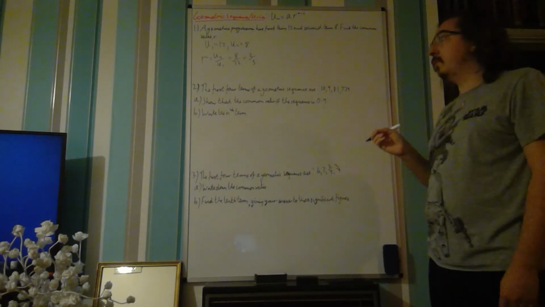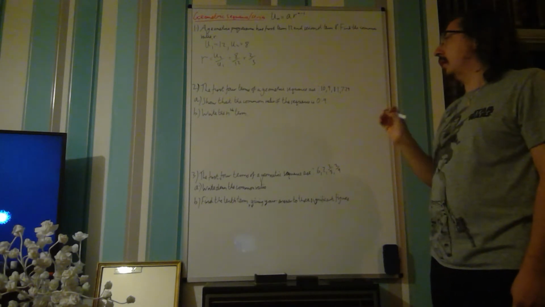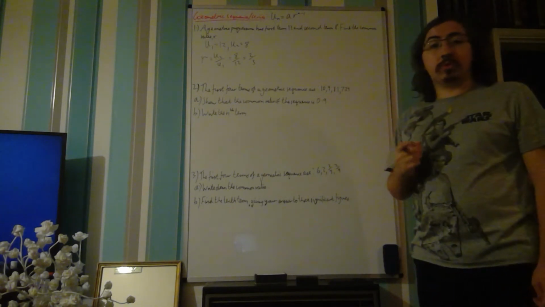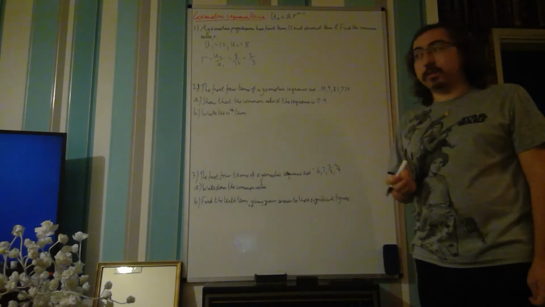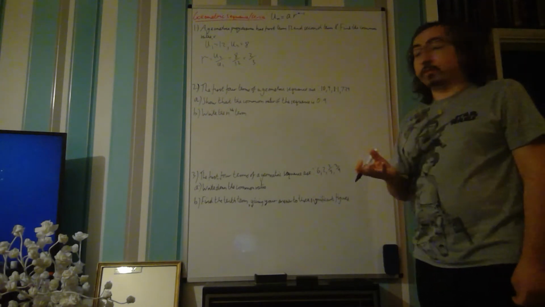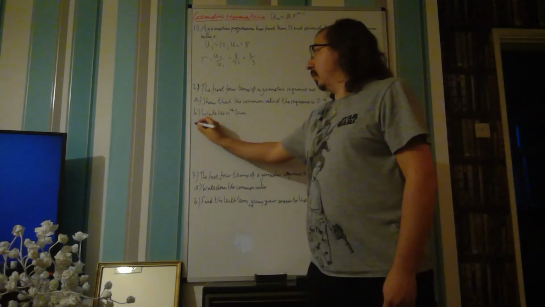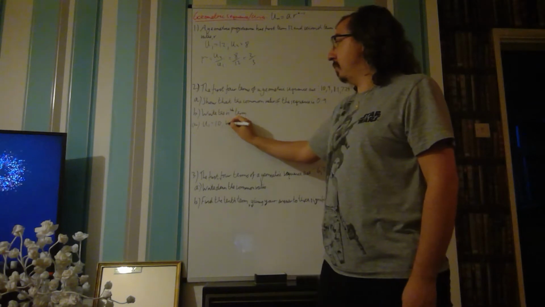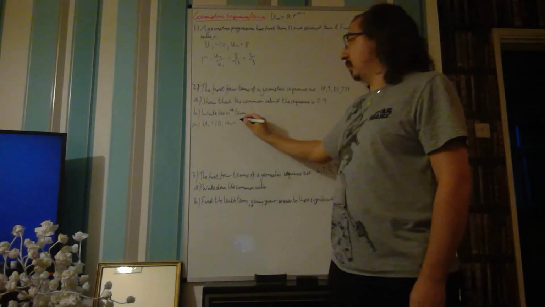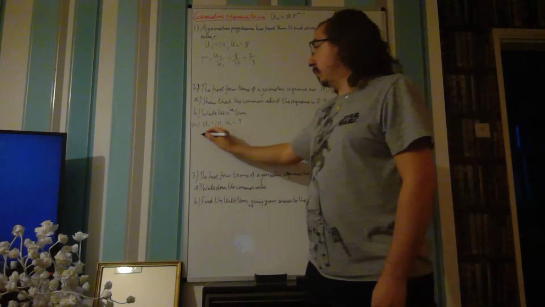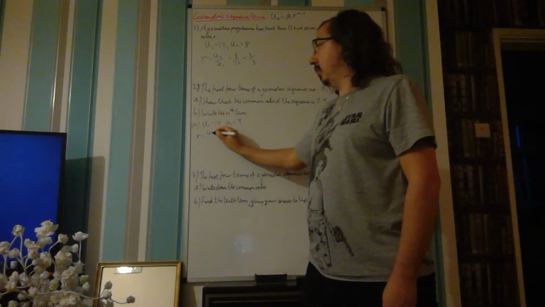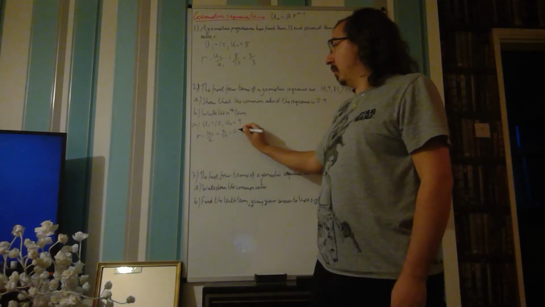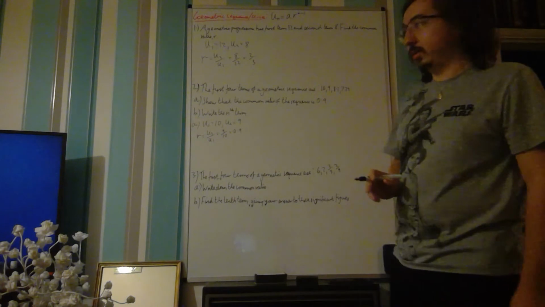Problem 2 says the first four terms of a geometric sequence are 10, 9, 8.1 and 7.29. We want to show that the common ratio of this sequence is 0.9. So it's a very similar process. Let's take two of our values. We can say that u1 is equal to 10 and u2 is equal to 9. If we want our common ratio, we do u2 divided by u1, which is 9 over 10, which as a decimal is 0.9.